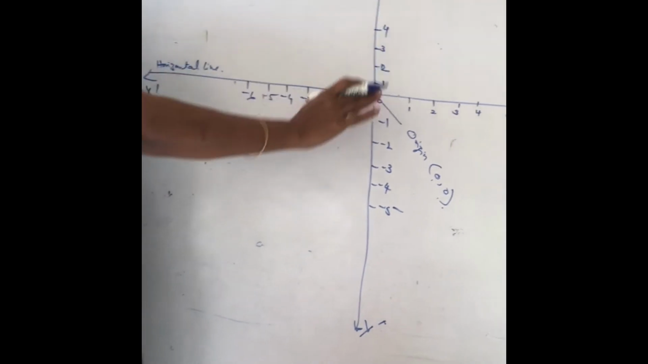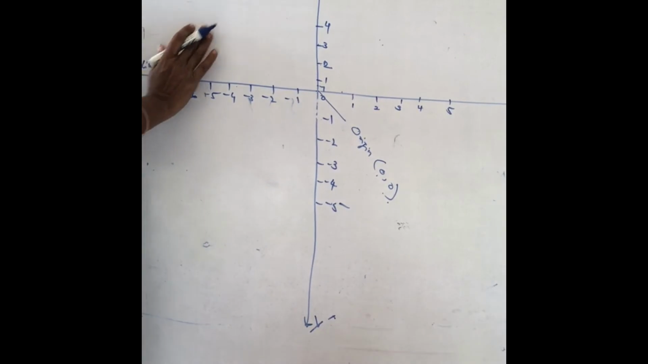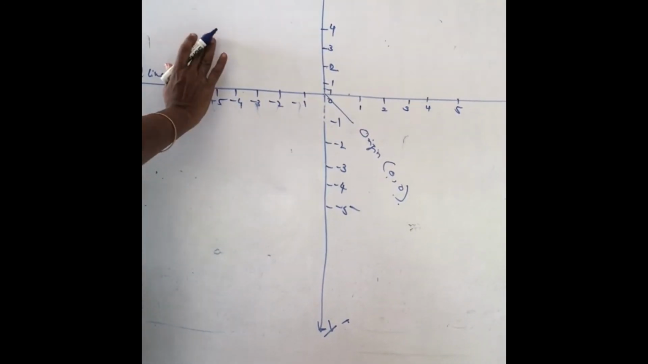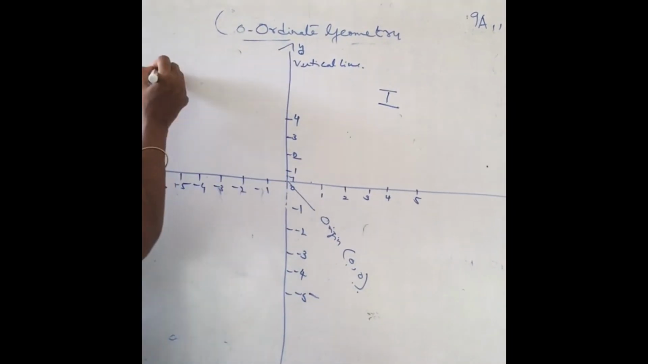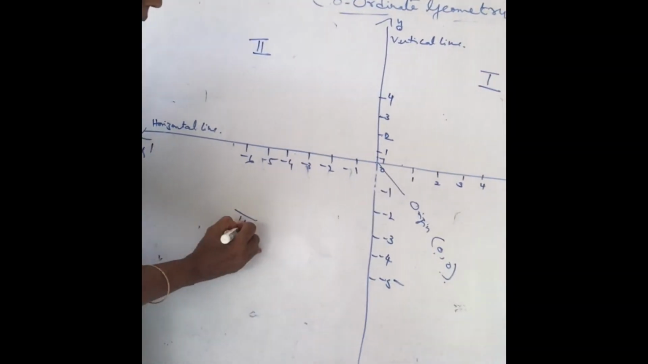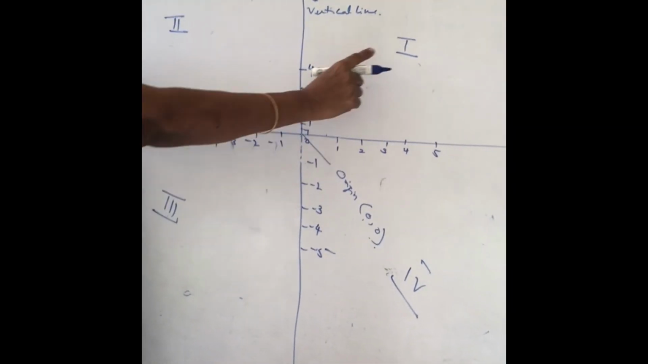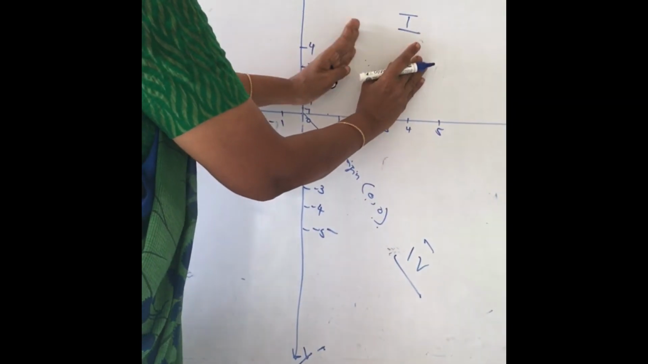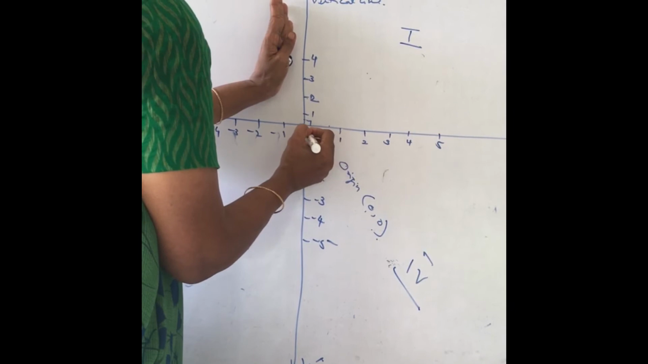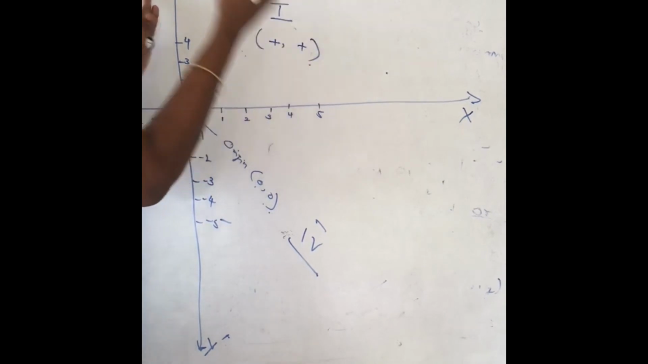You can see in the coordinate system, children, the coordinate plane is divided into 4 parts. How many parts? 4 parts, called quadrants. We have 4 quadrants: 1, 2, 3, 4. When you take the first quadrant, children, observe carefully. X is positive, Y is positive.